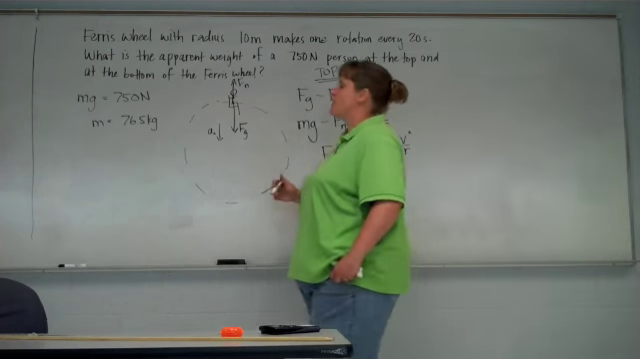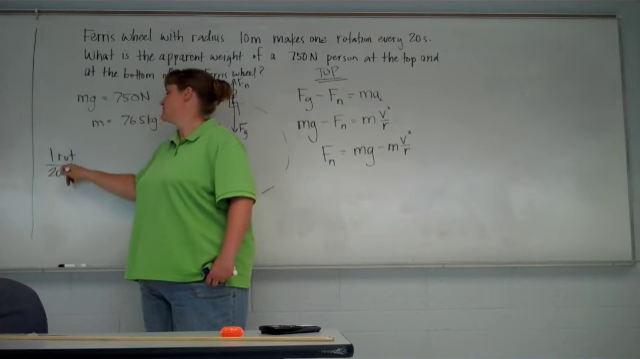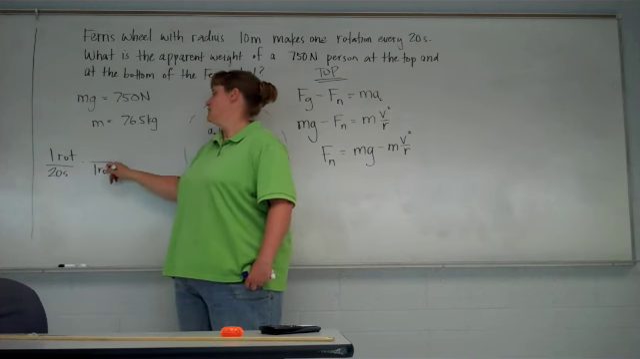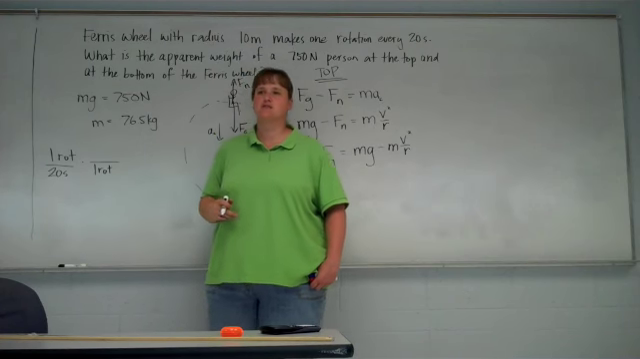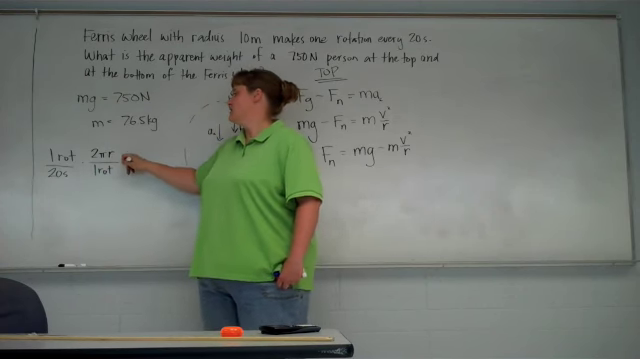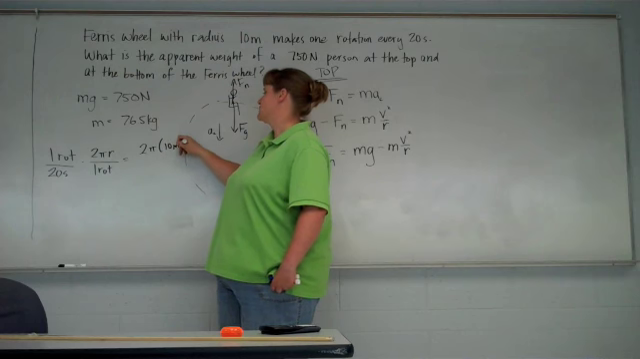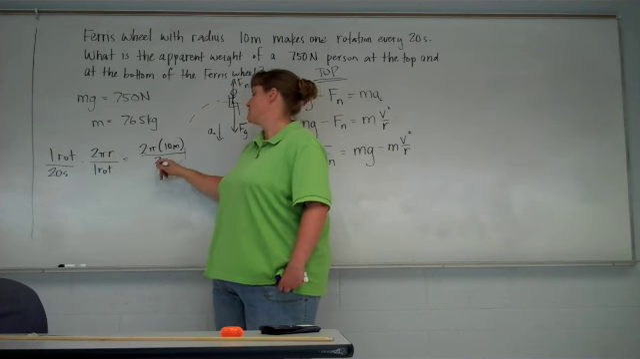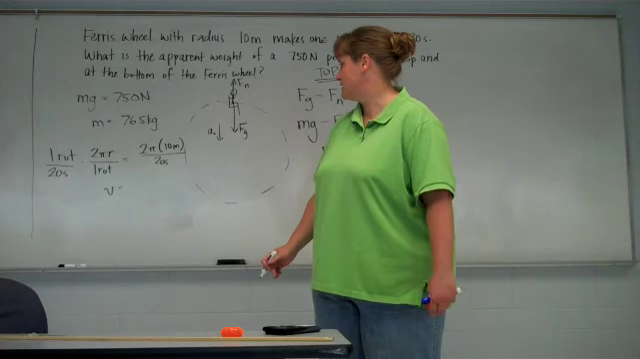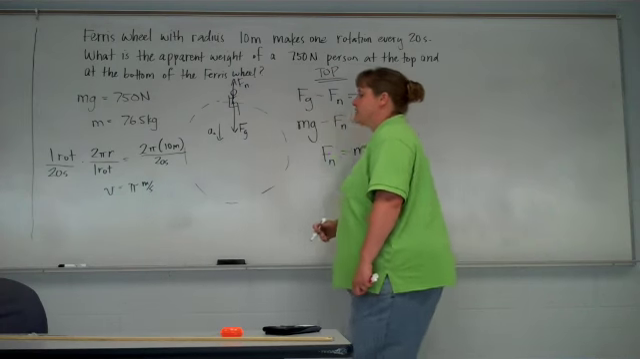Okay. Now v we need to figure out. We know it makes one rotation in 20 seconds. Well, one rotation is how many meters? 2 pi r. So 2 pi radius, I said, was 10 meters over 20 seconds. v will be pi, basically, right? I'll leave it at pi for now.